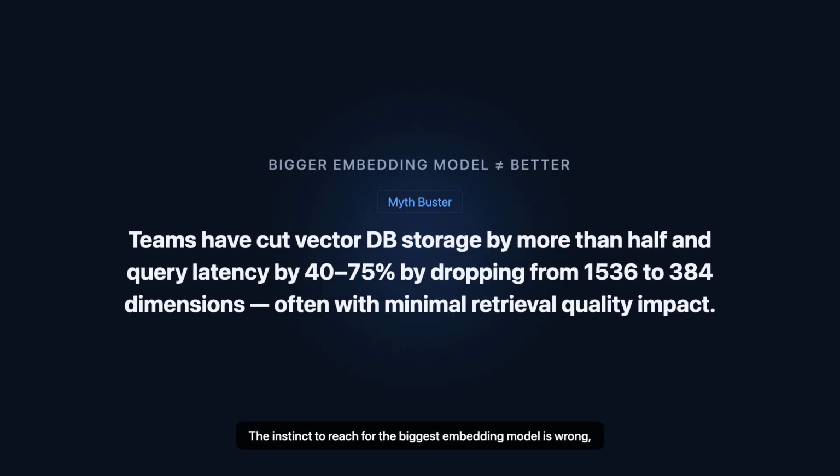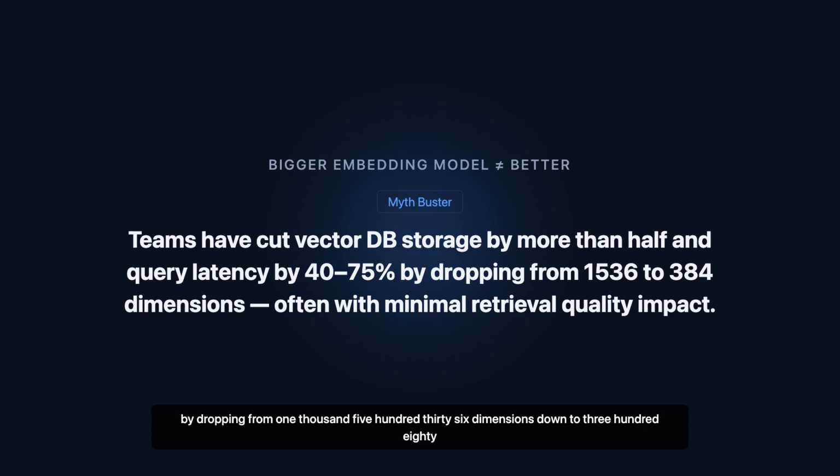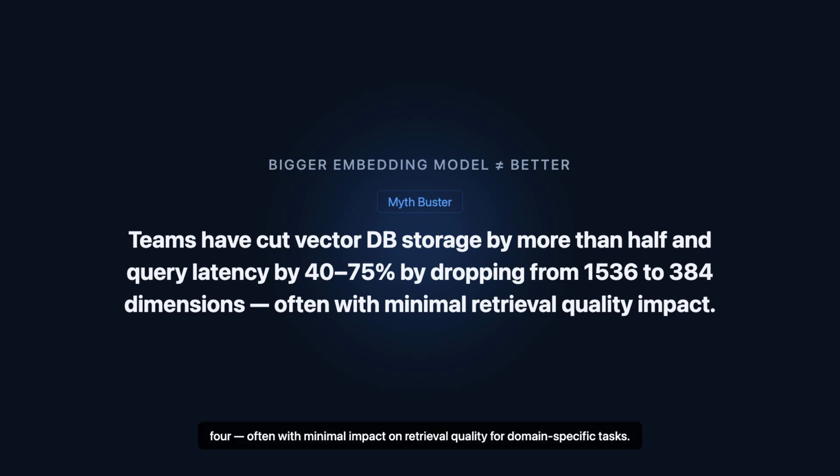The instinct to reach for the biggest embedding model is wrong, and the production data is brutal about it. Teams have reported cutting vector database storage costs by more than half, and query latency by roughly 40 to 75%, by dropping from 1,536 dimensions down to 384, often with minimal impact on retrieval quality for domain-specific tasks. Like buying shoes, you don't grab a size 14 boot when you wear a size 9. Extra capacity you'll never use just makes you slower.